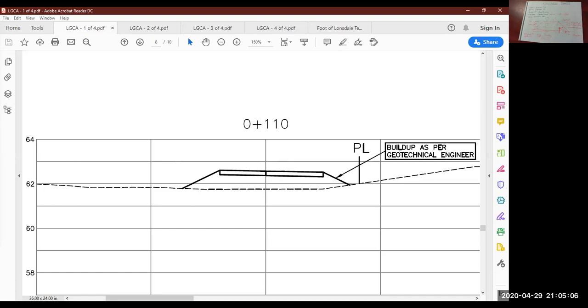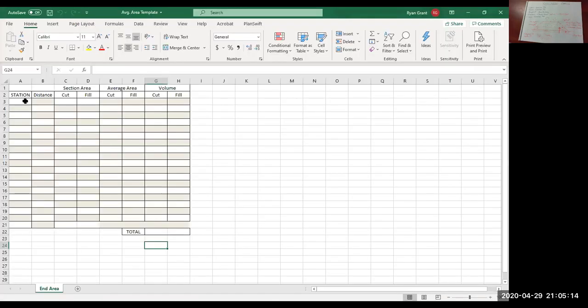Okay, so if I go back to the spreadsheet, here's the way you're going to use this spreadsheet. In the first column, you'll punch in the stations. The first cross section that you're given is 0+100. The next one you're given is 110. Then the next one's 120, etc. So all the way down. Notice I'm skipping a row as I go.